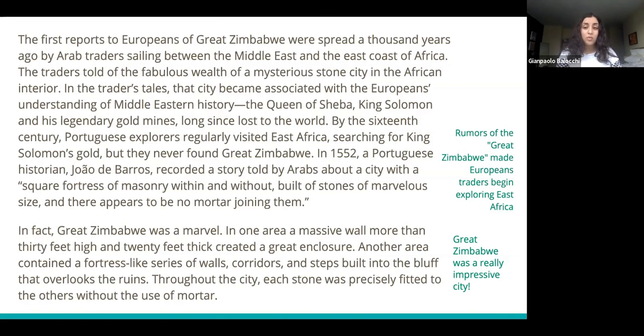So we're using REX, the acronym, as kind of a checklist. For repetition, other than the word mortar, the layout and the size of the city is repeated a couple of times, so I'm going to underline it.